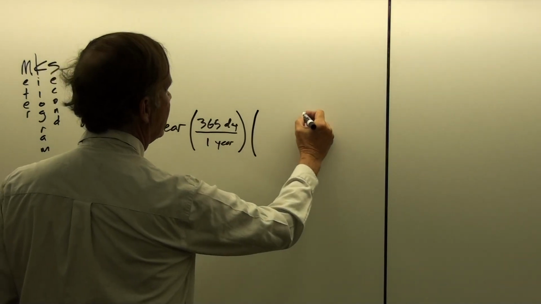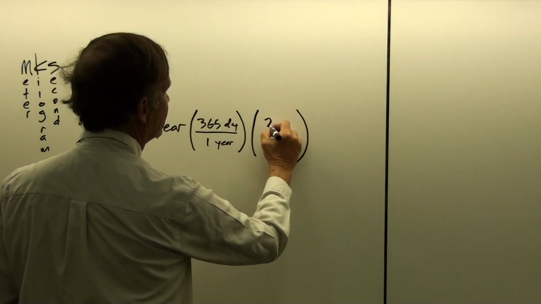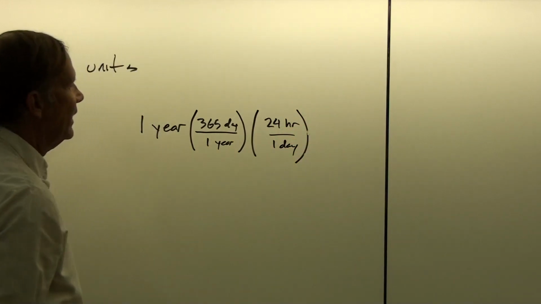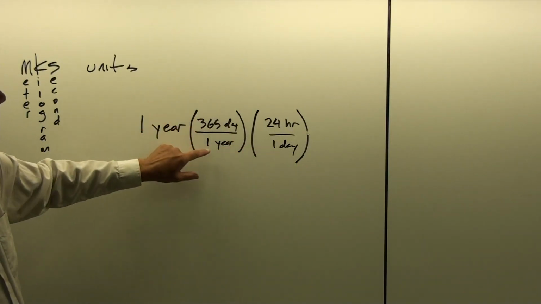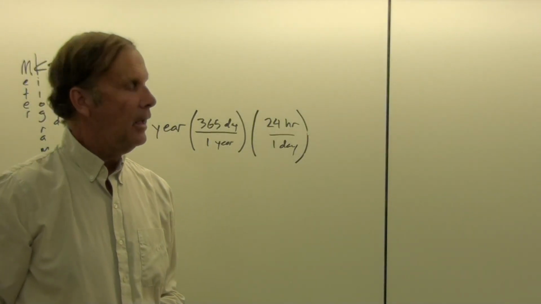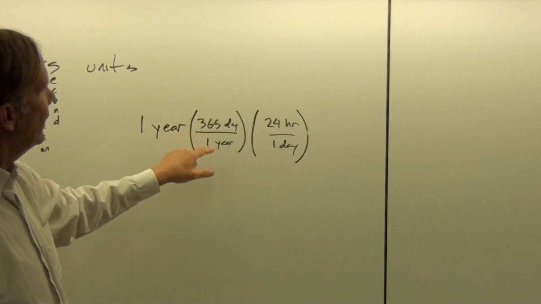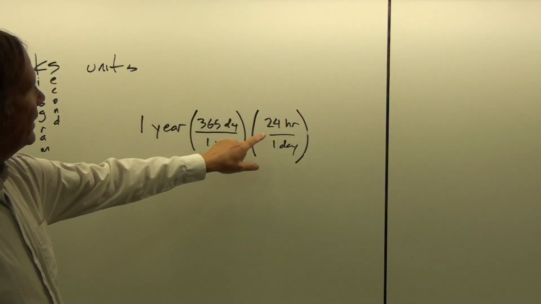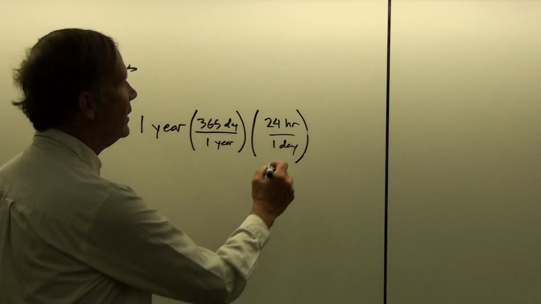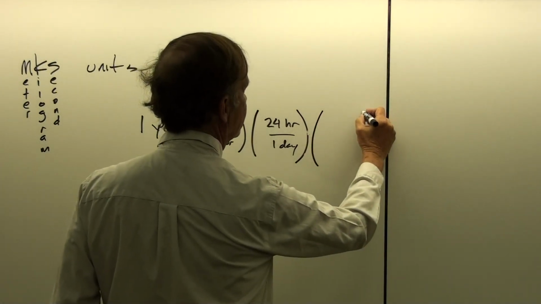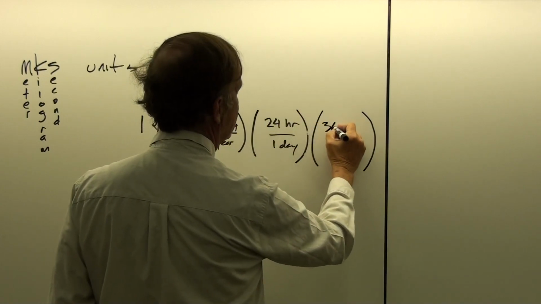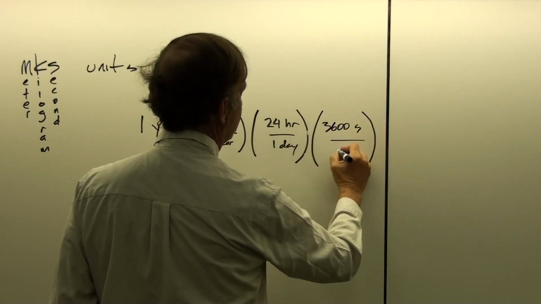And then we could convert days to hours by noting that there's 24 hours in 1 day. Okay, so we're not changing anything here because this quantity and that quantity are equal, so what we're really doing is just multiplying by 1. But we're multiplying by a special form of 1 that changes the units. And so 24 times 365 would be the number of hours in a year. But that's not what we're looking for. We're looking for seconds. So we can say then that there's 3,600 seconds for every 1 hour.